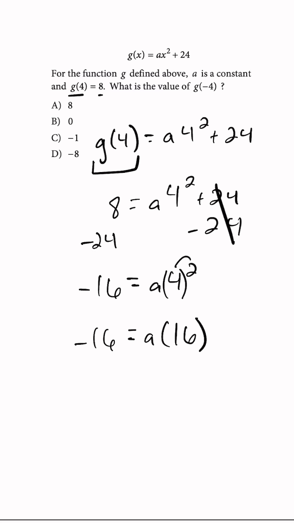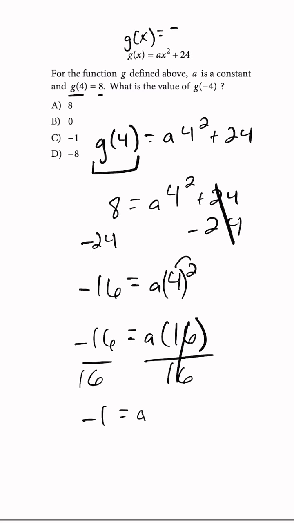Now to solve for a, we just divide by 16 on both sides. That leaves us with negative 1 is equal to a. So now up here, let's rewrite our function as g of x is equal to negative 1, or we just use the negative sign, so negative x squared plus 24. Now that we have the actual function and we only need to plug in our x value, we can plug in negative 4 for x and see what the function gives us.